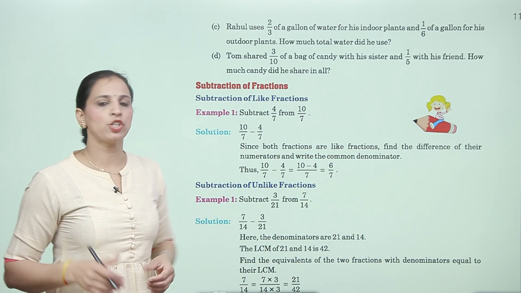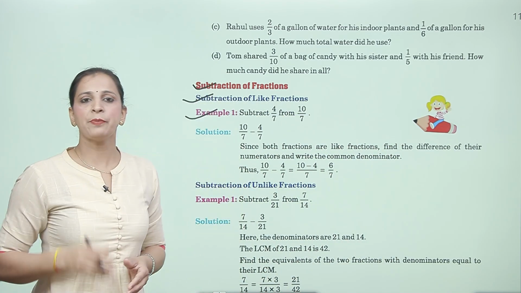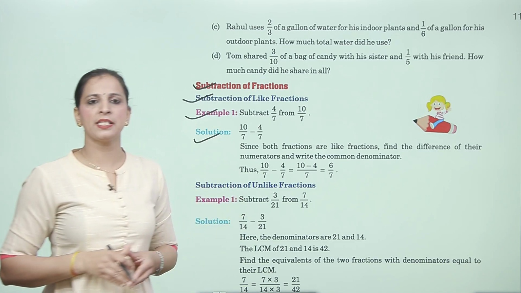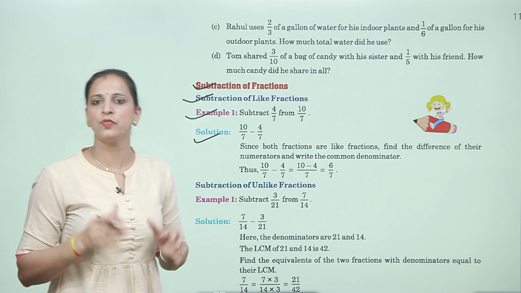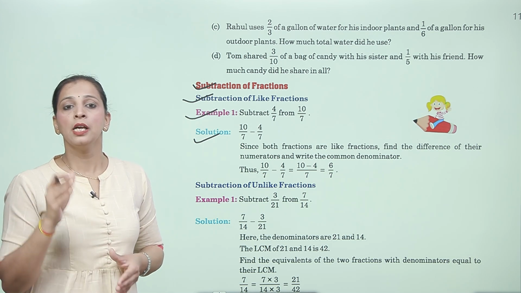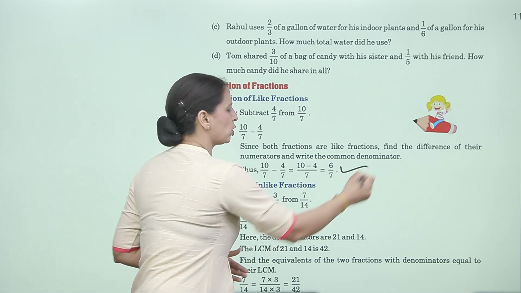Now next is subtraction of fractions. Subtraction of like fractions. Example 1. Subtract 4 by 7 from 10 by 7. Solution. 10 by 7 minus 4 by 7. Since both fractions are like fractions, find the difference of their numerators and write the common denominator. Thus 10 by 7 minus 4 by 7 is 10 minus 4 upon 7, which is equal to 6 by 7.